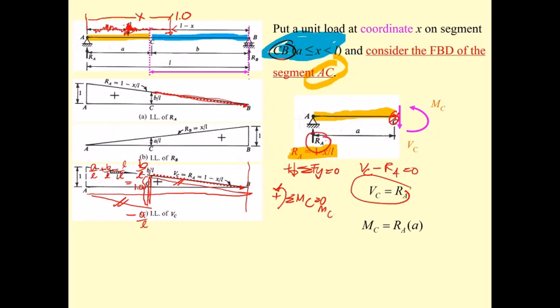M sub C is going to be R sub A times small a. So you got this. So now on this portion, you got this, right? This is B over L, so you have to times it with A. So this one again is AB over L. And then if you come here at 0, this is going to be 0 times A. So this is 0. And then you may have the graph like this.